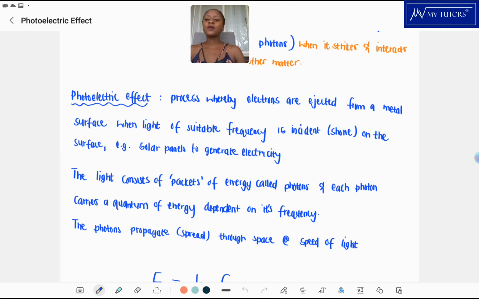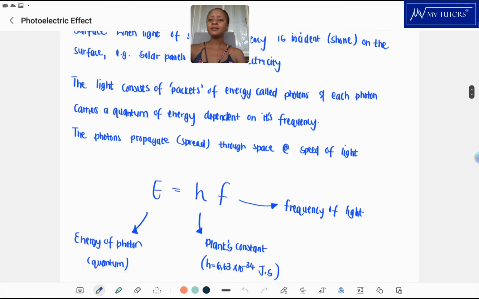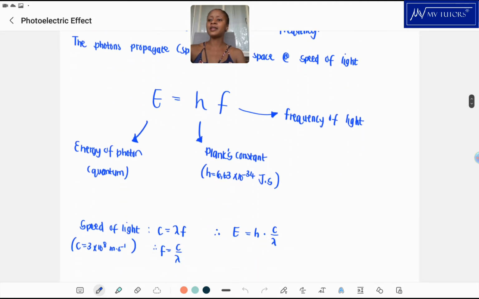The photons propagate. Another word for propagate is to spread. The photons spread through space at the speed of light, which is very important, because we get the speed of light with this equation: c is equal to lambda, which is the wavelength, times frequency.